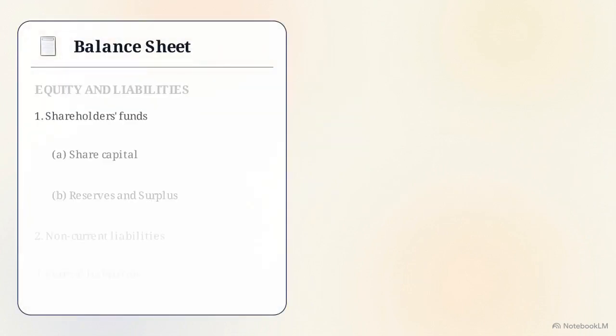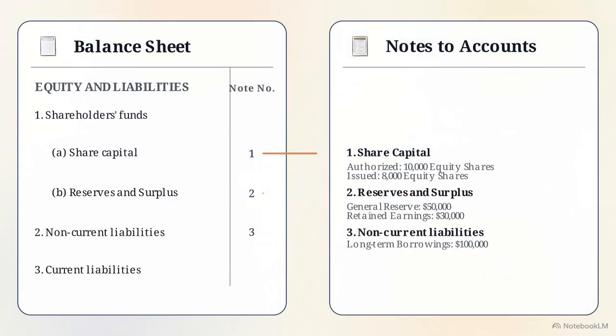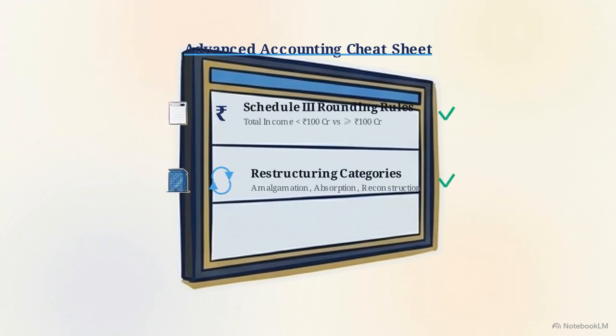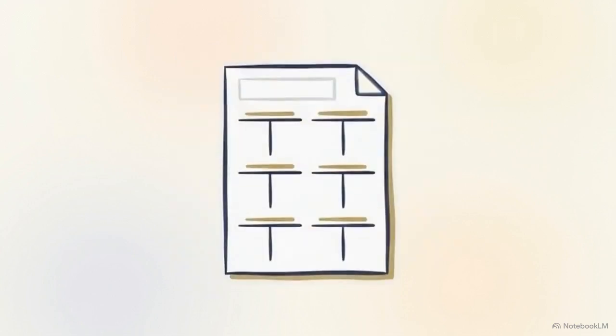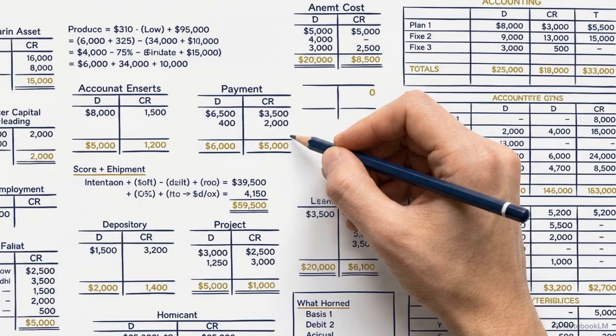In the final presentation, Schedule III requires every item on the face of the balance sheet to be cross-referenced to the notes to accounts to prevent over-aggregation. This cheat sheet summarizes the three structural rules: Schedule III thresholds for rounding, entity counts for restructuring categories, and item types for foreign translation. Mastering these theoretical definitions ensures your baseline marks are secured before you begin the first calculation. This foundation allows you to focus your mental energy on the complex computations required on exam day.